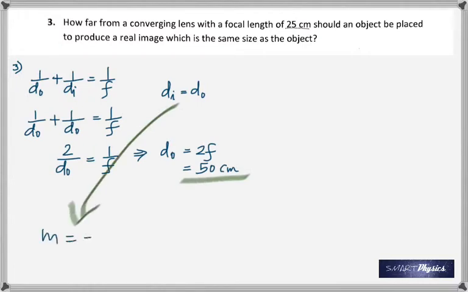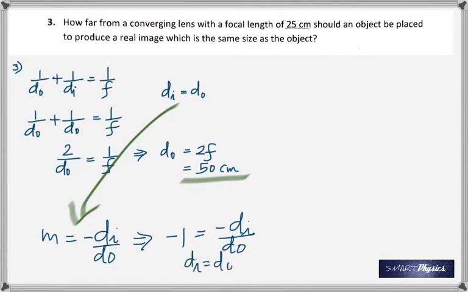Now, as I told you, magnification is negative DI by DO, and it's given as 1 in this case. It's negative 1 because it's a real image, right? So put negative 1 is negative DI by DO, which gives DI is equal to DO. That's why I use that in order to calculate DO. Now that should make real sense.